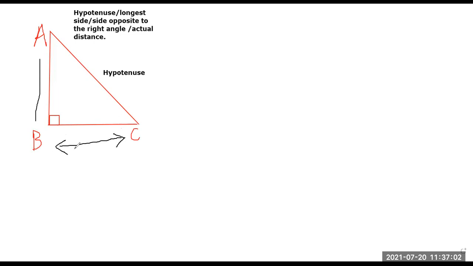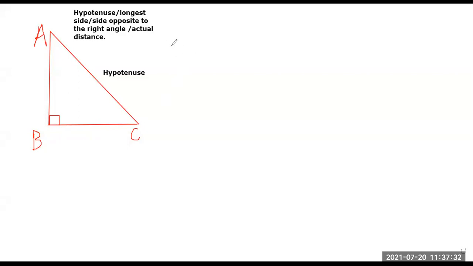Side opposite to angle A. BC is the side opposite to angle A. Then what about angle B? Side AB? Side adjacent to angle A. Very good.